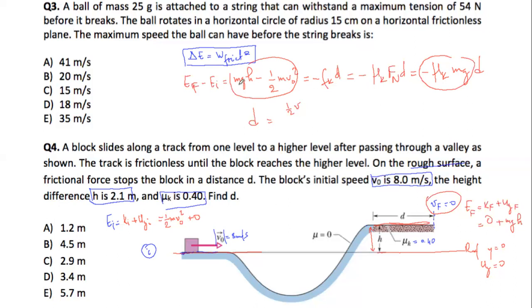And as you see here first, of course, it doesn't depend on m. That's why I did not give you the mass in question 4. The mass will simplify. I have the mass on my right-hand side and on the left-hand side, so it will simplify. So D is equal to half V0 squared divided by mu k g, minus H divided by mu k.